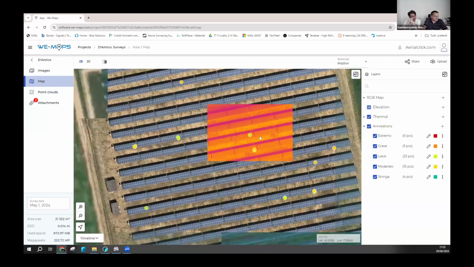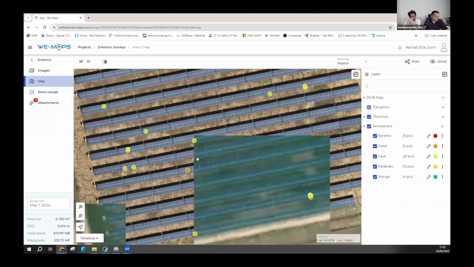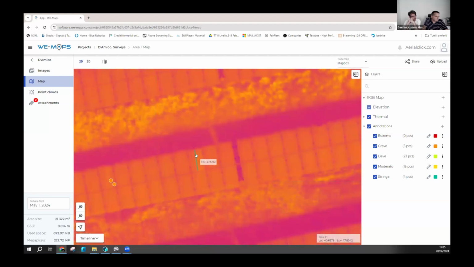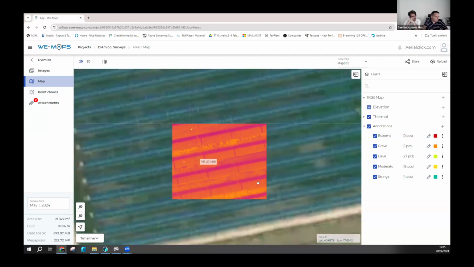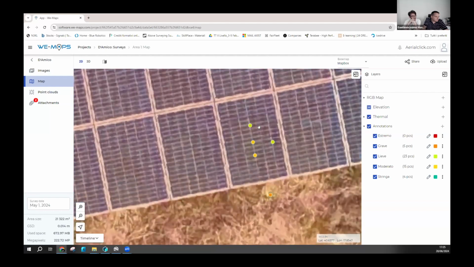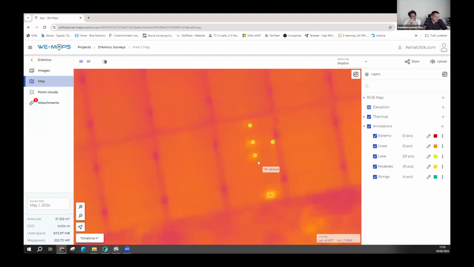And so on, all the defects that are inside the panels, like this one, or like here, the defects that could be more interesting or not.